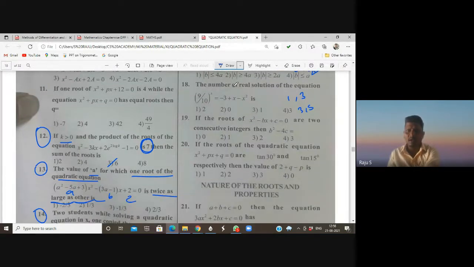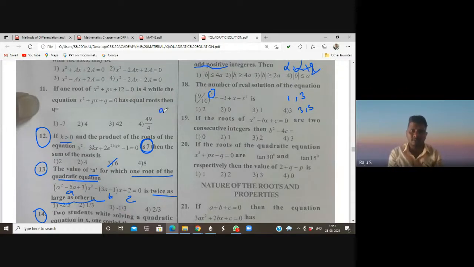See here, for any value of x, what about this exponential function? This is something power x, a power x. It is in the form like a power x, where a is equal to 9 by 10, that is nothing but 0.9. Every exponential function cannot be negative. Nothing but what about LHS? For any value of x, LHS is positive or negative? Positive. Then whenever LHS is positive, what about RHS? RHS also positive.